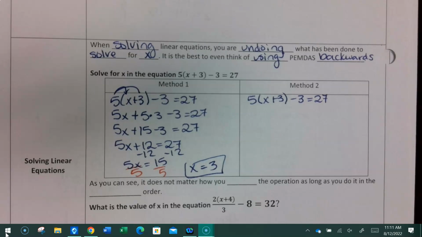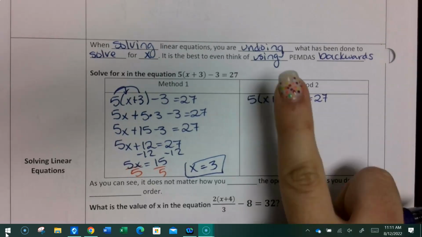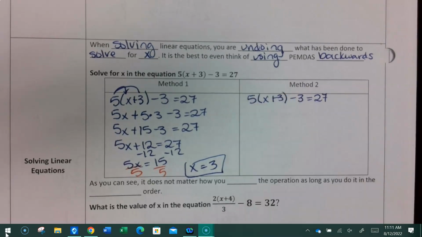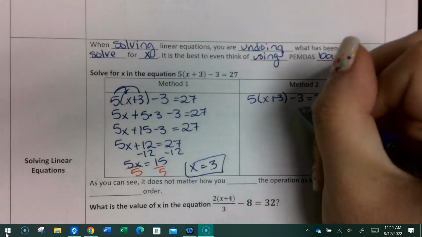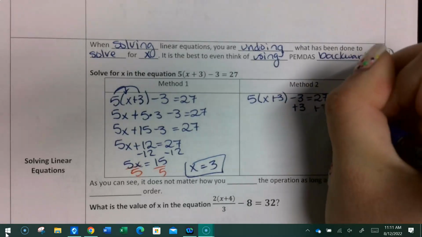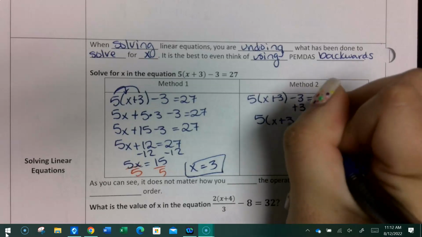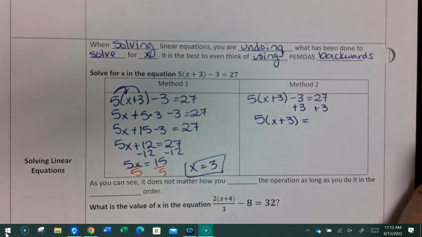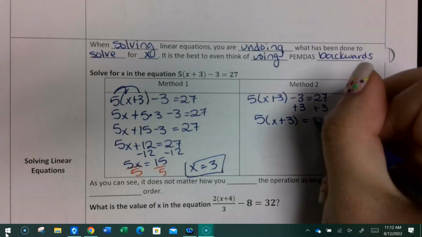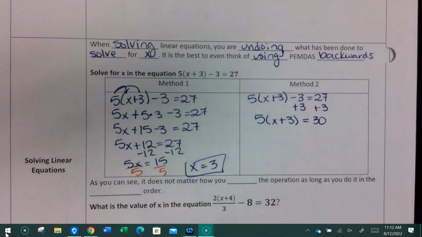Okay. So in the second method, I'm going to treat the stuff in parentheses like something being multiplied. So the first thing I'm going to undo here is the minus 3. I'm going to start off by adding 3 to both sides. What is 27 plus 3? 30. Okay?